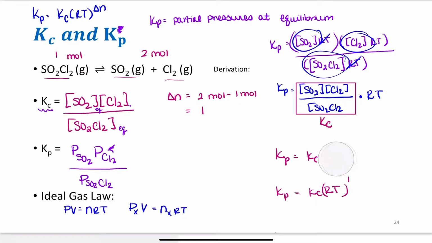Let me write that so you can actually read it the way I meant it to be. Kc times (RT) raised to a 1, and I can ignore the exponent for this reaction specifically. And that's how I get Kc times RT. But in general, I want you to remember that it's always raised to that change in N, because the number of moles is always your products minus your reactants. That change in symbol means final minus initial.